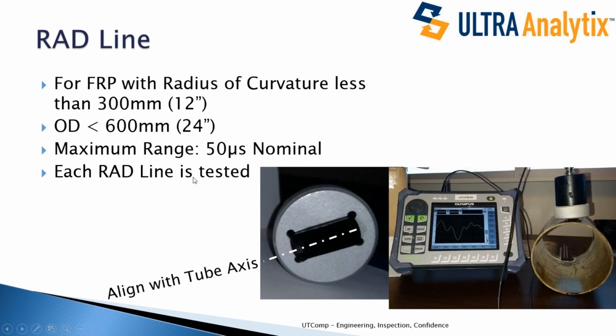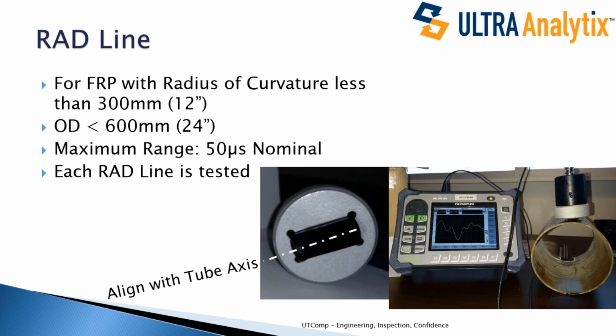The maximum range that should be used for this is 50 microseconds. Any longer than that, and first of all, it doesn't make sense that the FRP would be that thick on piping. We actually test each rad line here before we ship it to anybody. We make sure that it meets the requirements that we have. We have these specially made for us, and we've been pretty happy with the ones we've got. We've actually used some that were made different ways and they did not work. It's really important for you to know that.